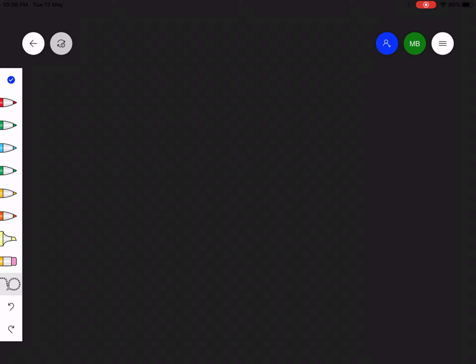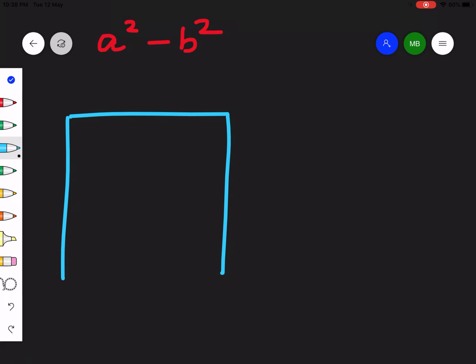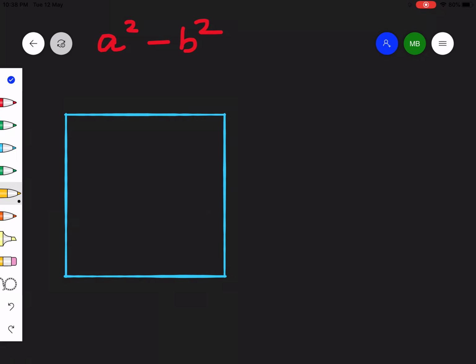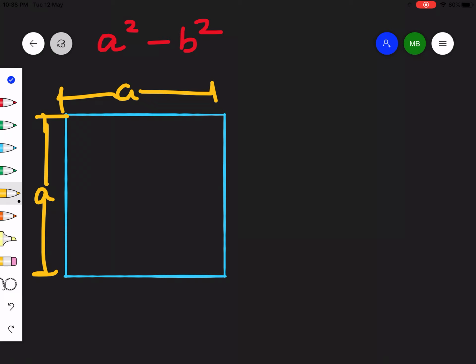So in this video we will learn the geometric representation of the identity a squared minus b squared. Right, so to begin with, here I'm taking a square of side a by a. This side is a, this side here is also a. So the area of this will be a squared.